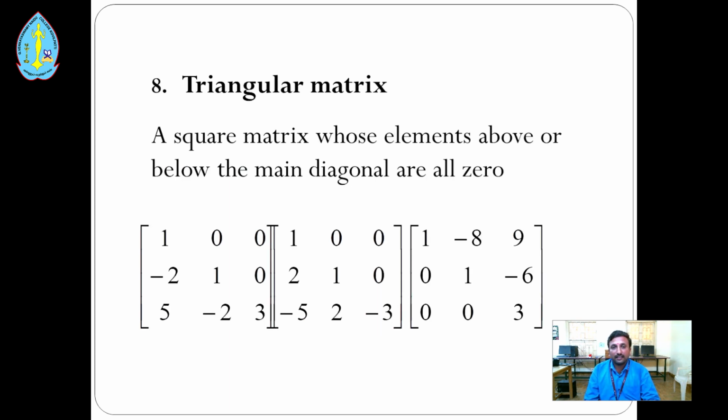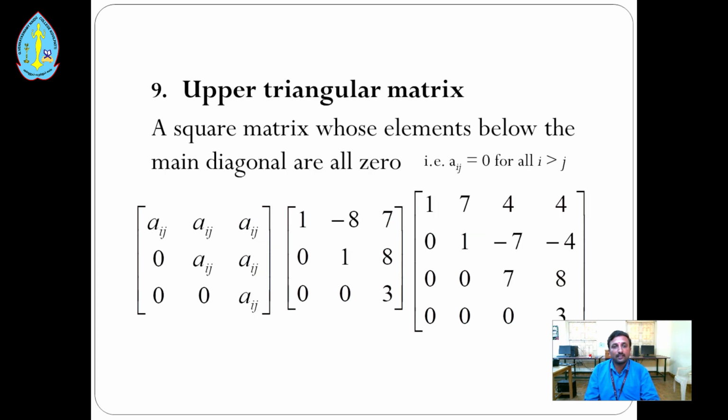Next one, triangular matrix. A square matrix whose elements above or below the main diagonal are all 0. That means the values above or below the main diagonal are 0, called triangular matrix. First one is 3 cross 3 triangular matrix, second and third also 3 cross 3 triangular matrix. These are two types. One is upper triangular, a square matrix whose elements below the main diagonal are all 0, is called upper triangular matrix. The mathematical form is Aij equal to 0 for all i greater than j.